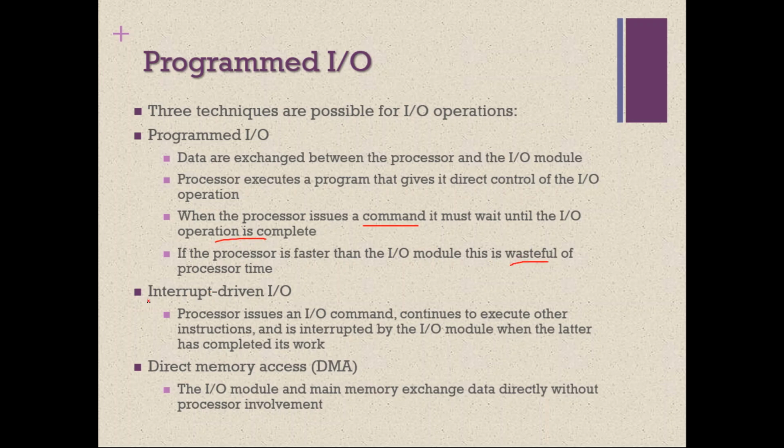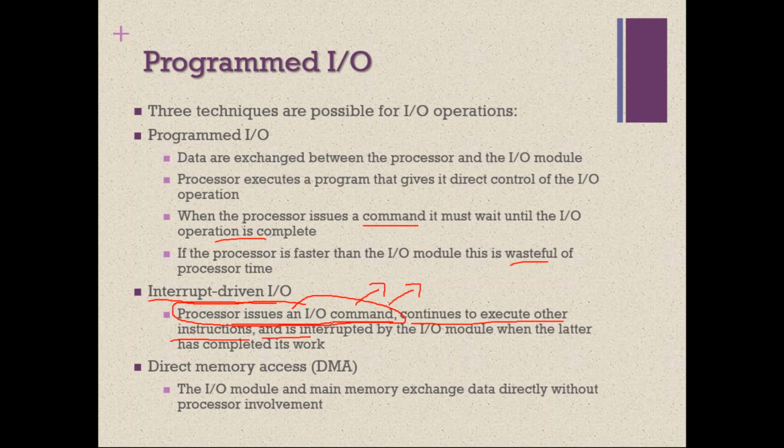But coming to interrupt driven IO, here the processor will just issue a command to the IO module stating that it wants to read data from a particular IO device, or write data to a particular IO device. After giving the command, the processor will continue to execute other instructions, or if it has some other job or process to execute, it will start doing that. It won't wait for this IO to complete. Immediately it will start doing its other job.